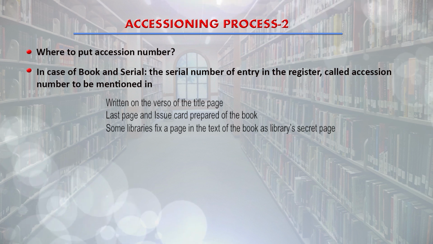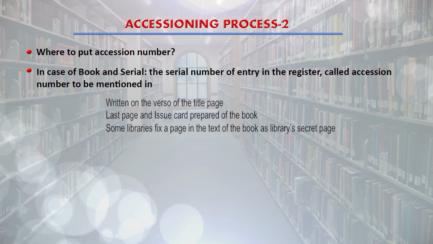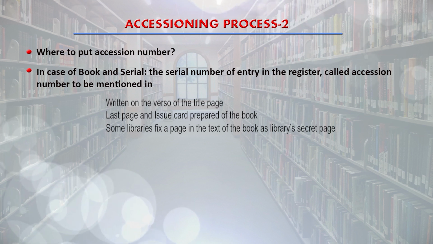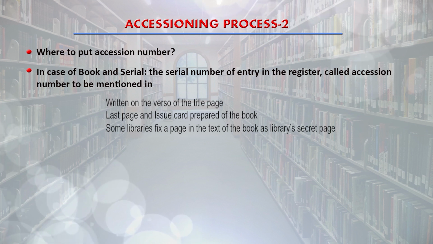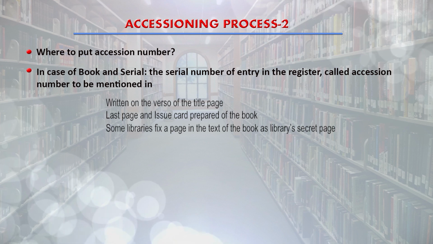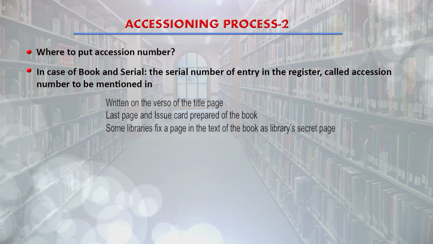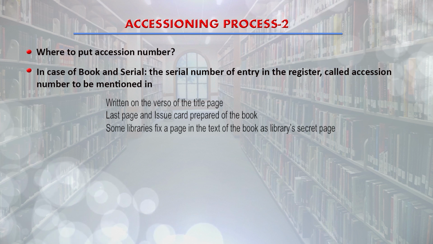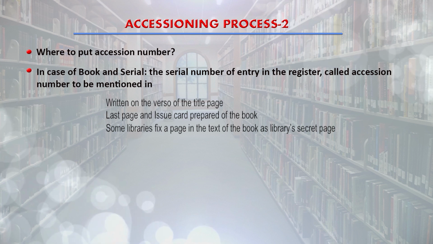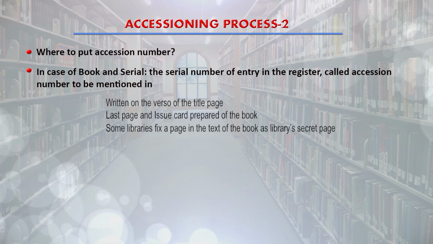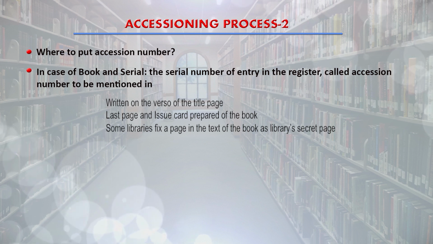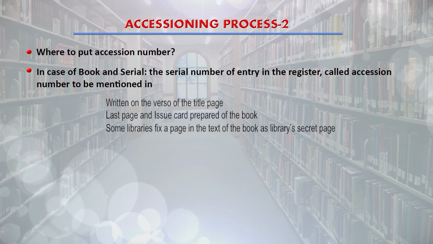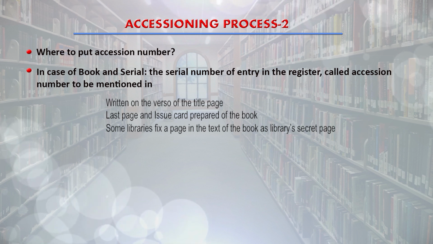Then some libraries also put an accession stamp on a specific page that we call a secret page. Why is this required? Because sometimes not everybody has a good intention. If a person wants to take this book without permission, he or she might actually remove the title page as well.